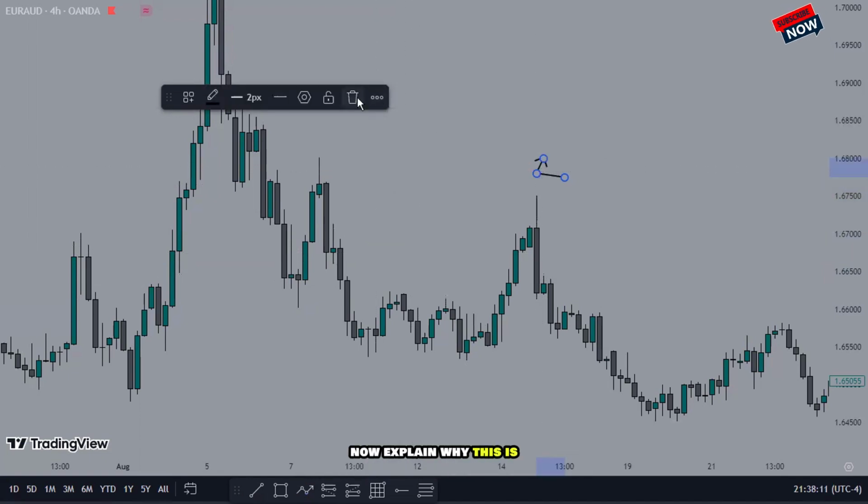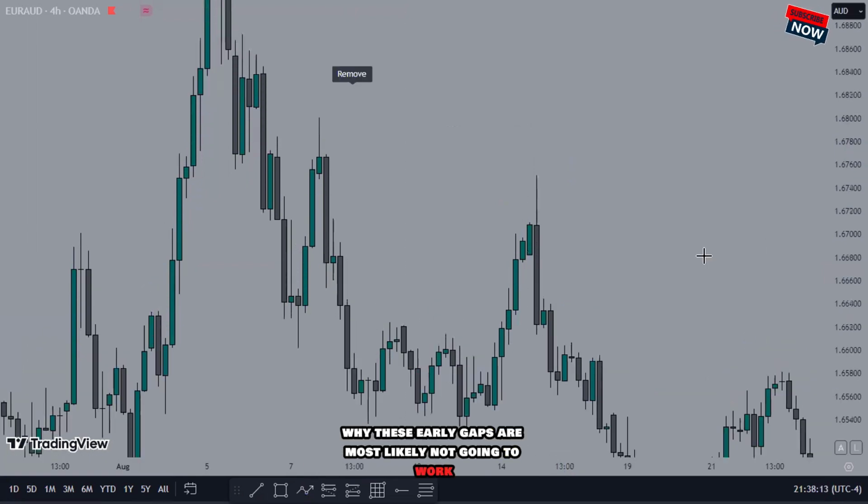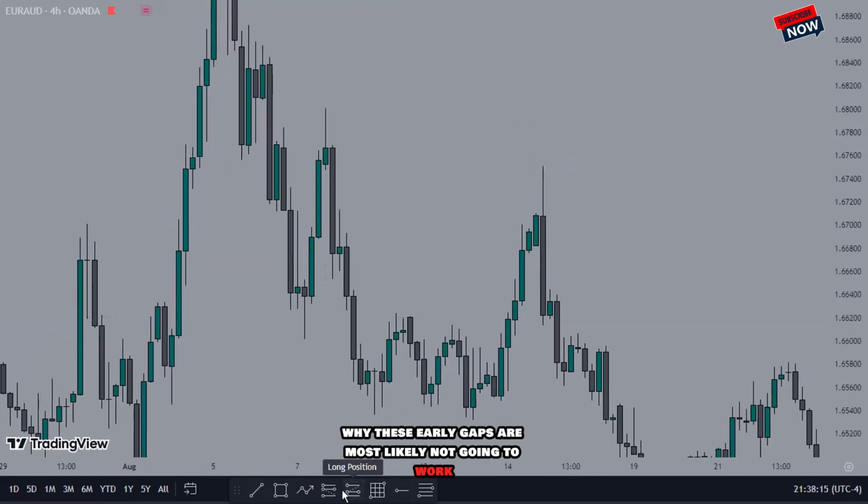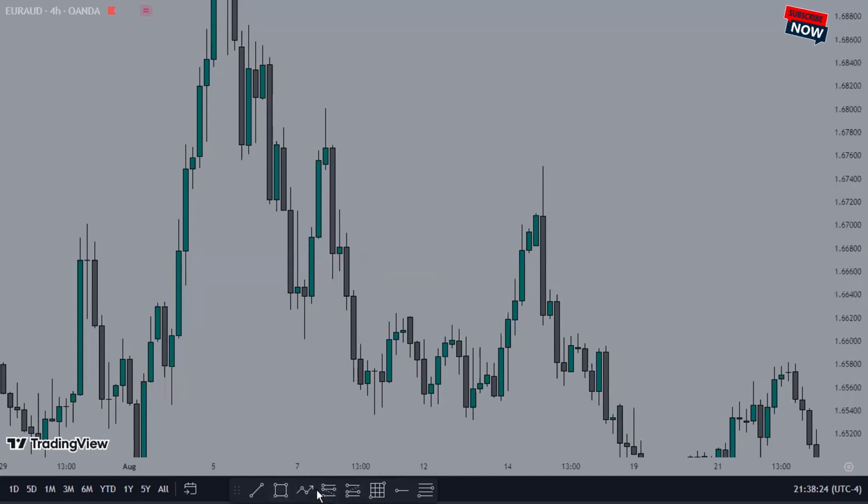Okay, now I'll explain why. This is why these fair value gaps are most likely not going to work, or even if they work, just maybe a small push. But sometimes they do work though. But the high probability fair value gap is always the fair value gap in the premium. Okay, I said something about demand and supply, right? I said at higher prices, consumers look to sell more, all right?